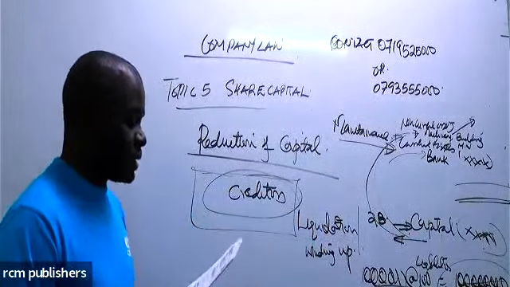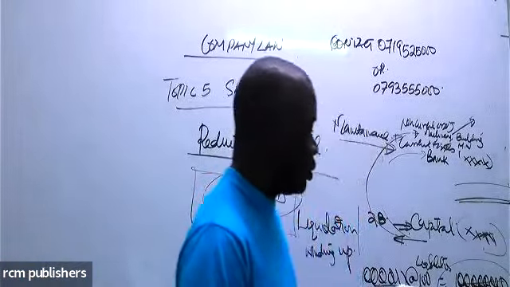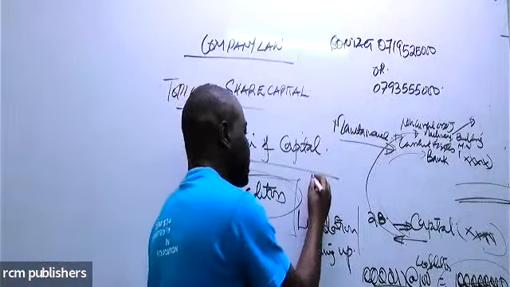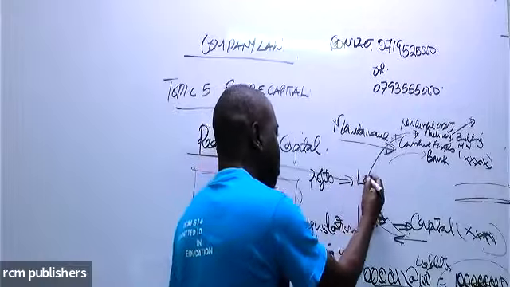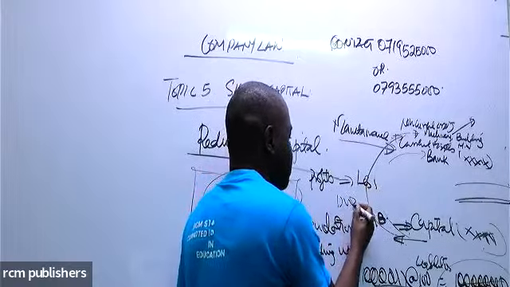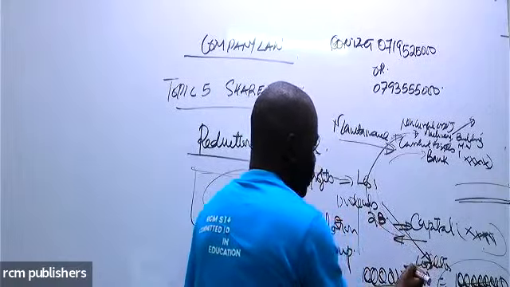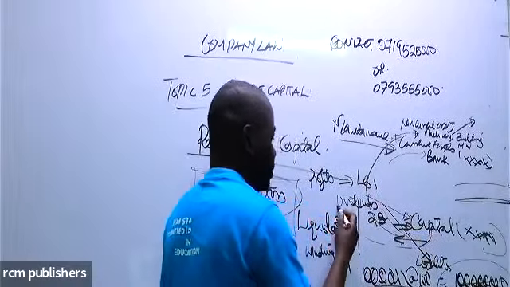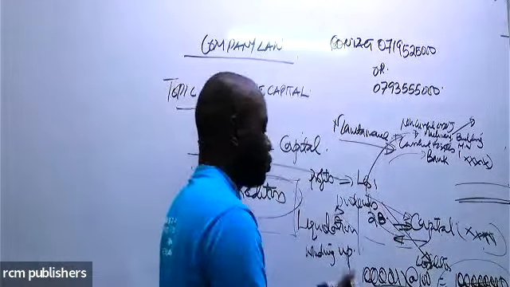The last one: dividends can only be paid out of distributable profits, not out of capital. So dividends can only be paid if the company has realized profits. If they are not realized profits, there's actually a loss, then dividends cannot be paid. So the company won't proceed to the capital and get money out of the capital to pay the dividends. It can only be paid out of the distributable profits of the company.